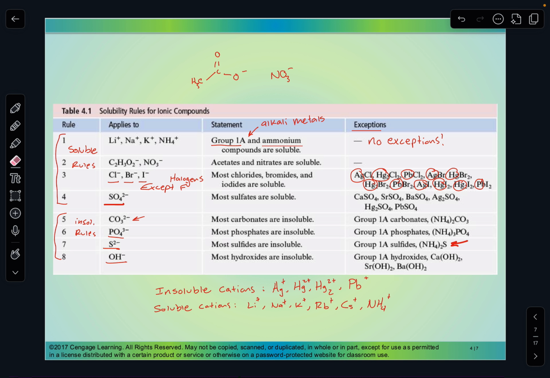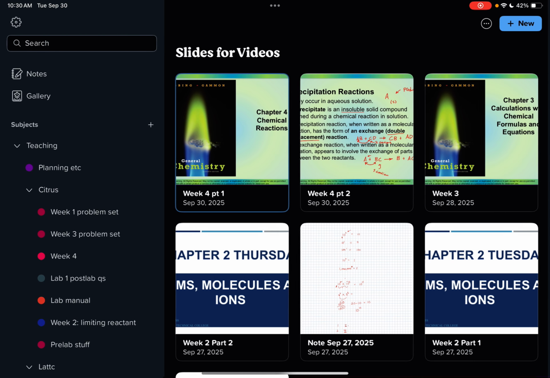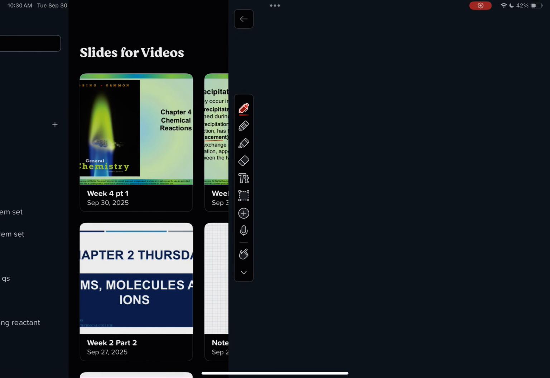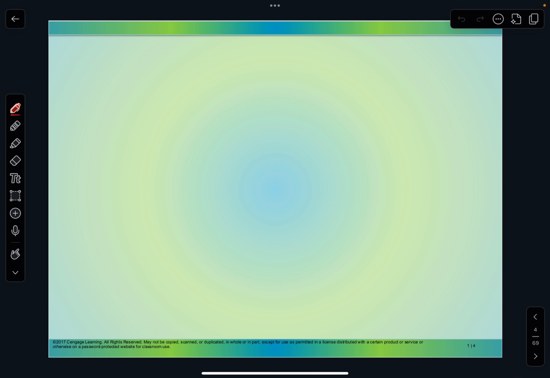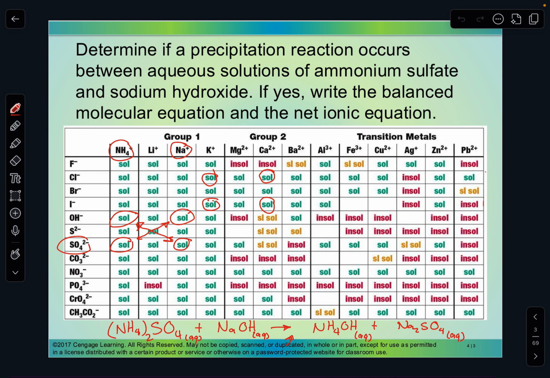Sulfate will be soluble for everything except for calcium, strontium, except for alkaline earth metals, silver, mercury, and lead. Those are our exceptions. Okay, and then we can also go to this chart, wrong one. This chart back here, and we can see that we have aluminum right here and sulfate. That's going to be soluble.